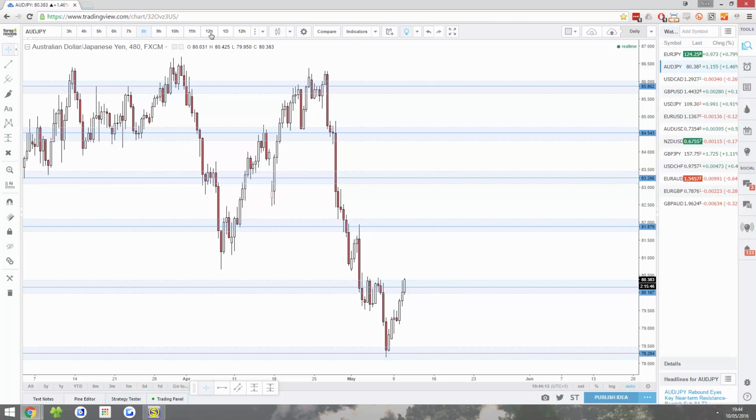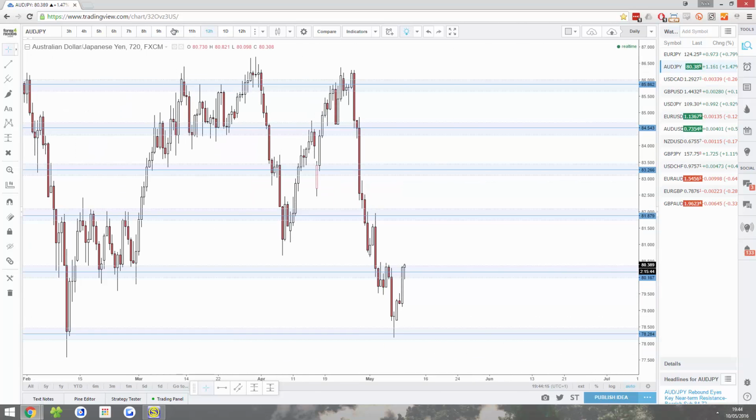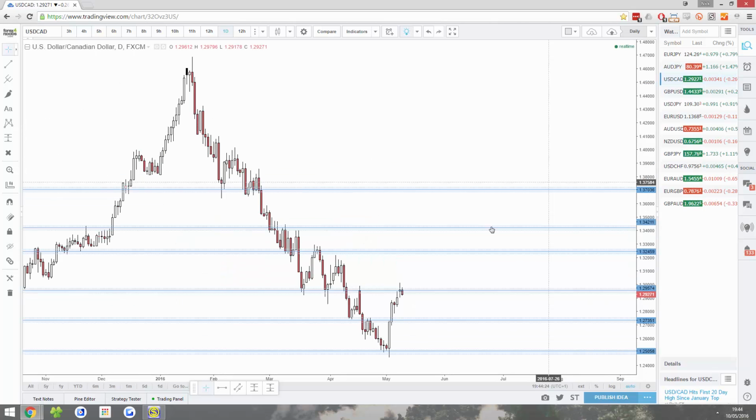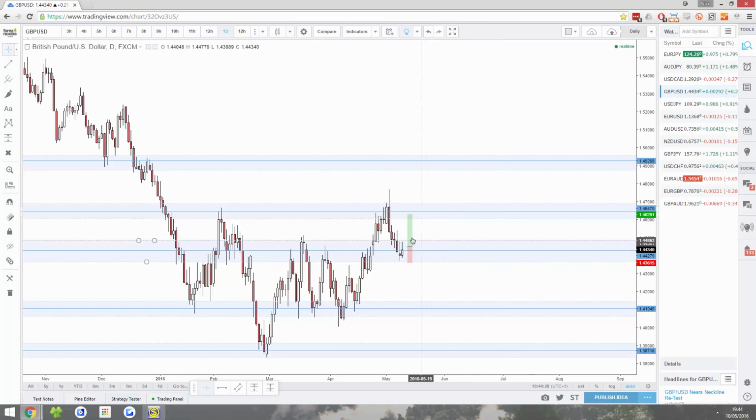AUD-JPY, it's a similar trade setup, both JPY pairs. It doesn't look like it's stalling as much though. So it doesn't look as good, but it is worth keeping an eye on. USD CAD, I've already discussed USD CAD. There's no point going over it again.